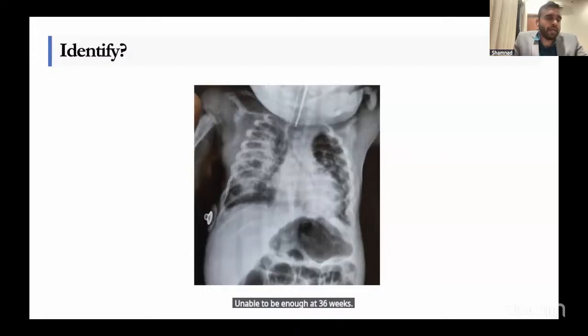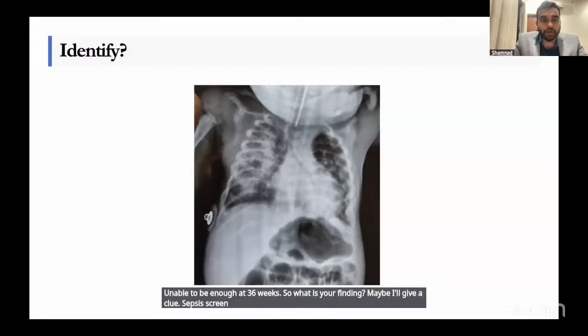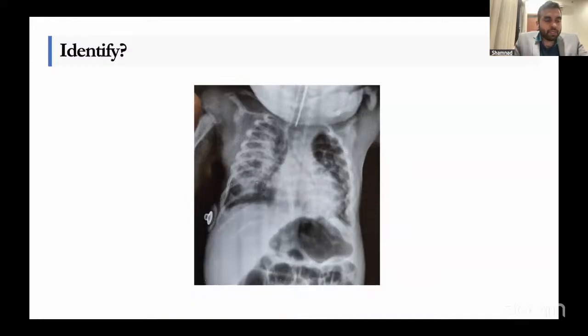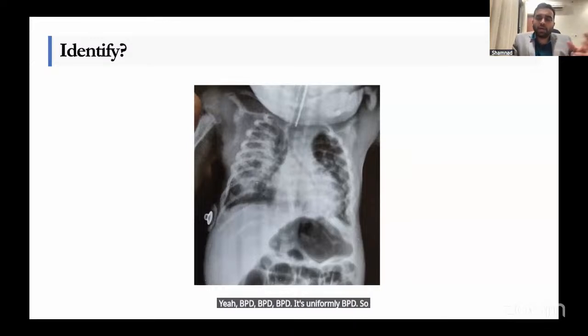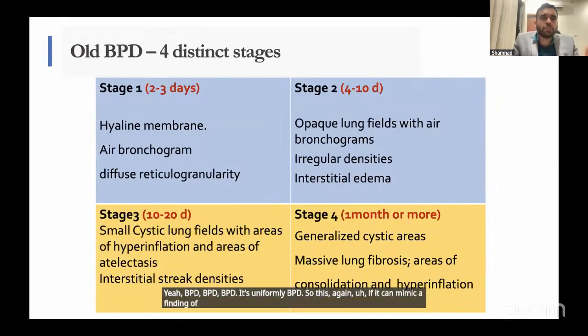So what is your finding? Maybe I'll give a clue. Sepsis screen is negative. What is your finding? Yeah, BPD. It's uniformly BPD. So this again, it can also mimic a finding of bacterial sepsis.